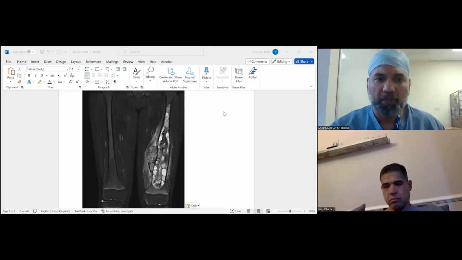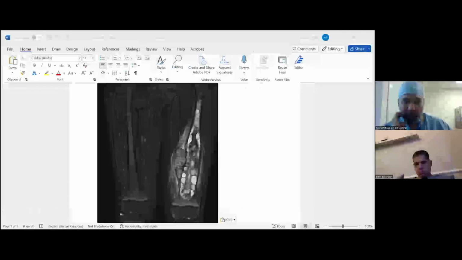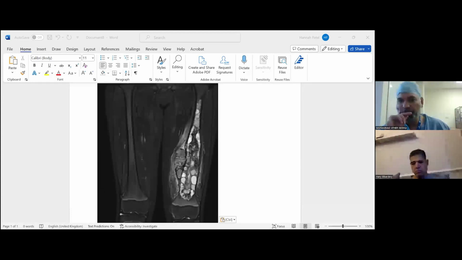It's the 13-year-old female who attends your office with pain in her left knee. What have people answered? Ewing sarcoma 67%, chondrosarcoma 33%, myeloma 0, all the rest 0. So most people went for Ewing sarcoma. I think it's a tricky one because there's a typical laminated periosteal reaction, and it's got these large cystic areas.